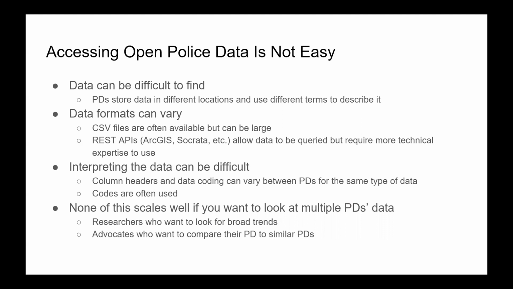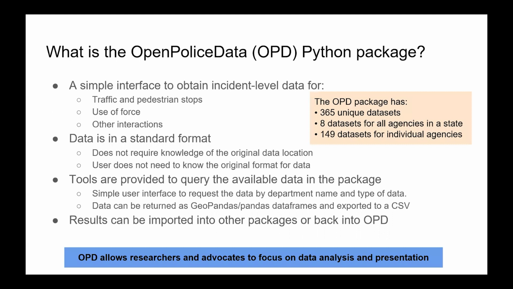So the OpenPoliceData Python package and project is designed to fill that gap, and it provides a simple interface to obtain incident level data. It's one interface, and it returns the data in a standard format, which is the Python pandas data format. Tools are also provided to use standard methods to query the data, and the results can then be imported into other packages.